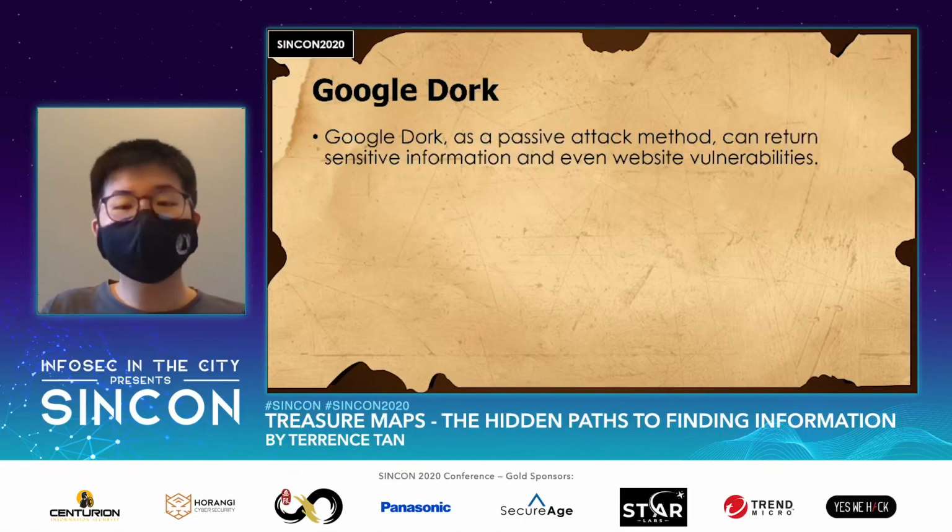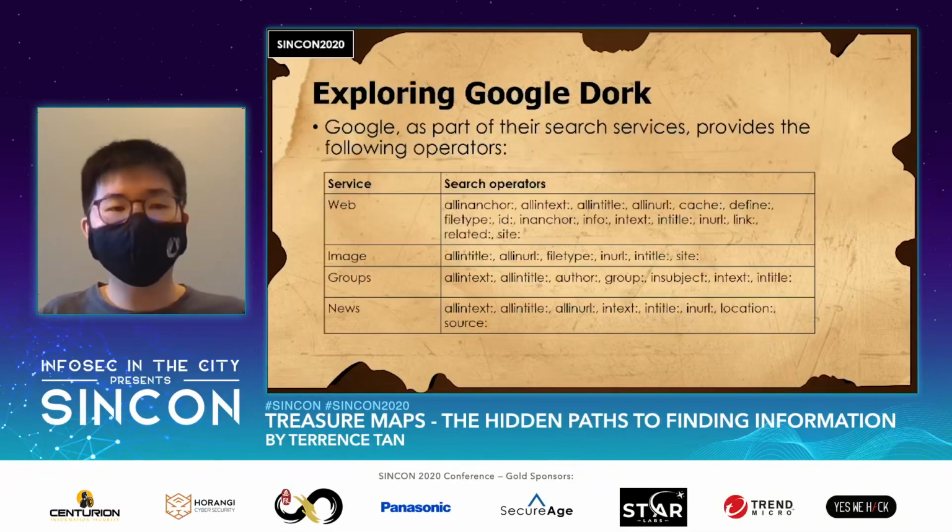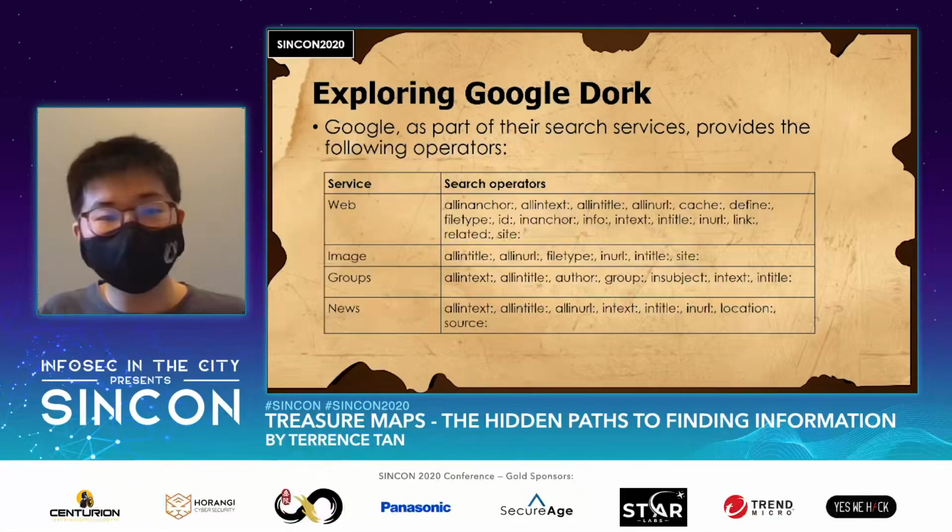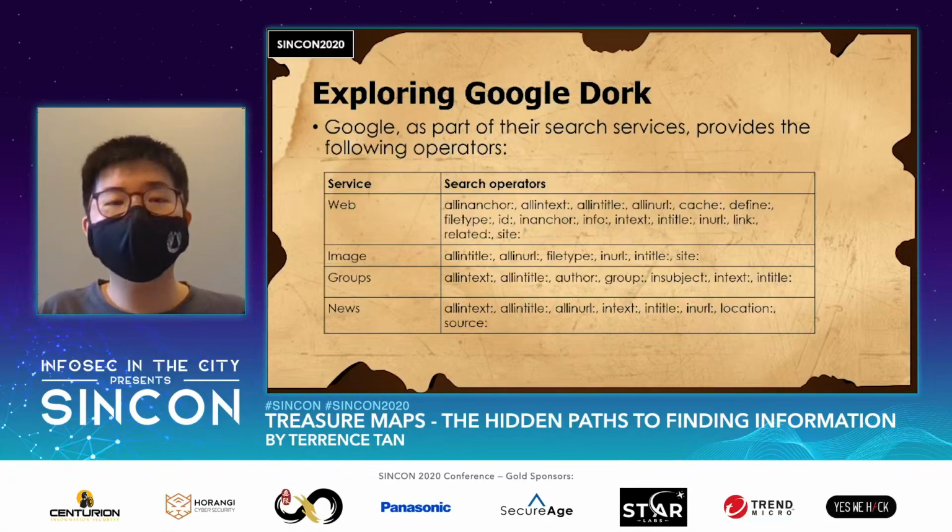So that said, let's explore some of the Google Dorking operators. As part of their services, Google has a lot of operators to help you streamline your search query so that they can give you better search results. For services like Google Web Search, Google Images, Google News, and so forth, they have quite a few operators, as you can see, and each of them serves a different purpose. So let's take a look at an example.